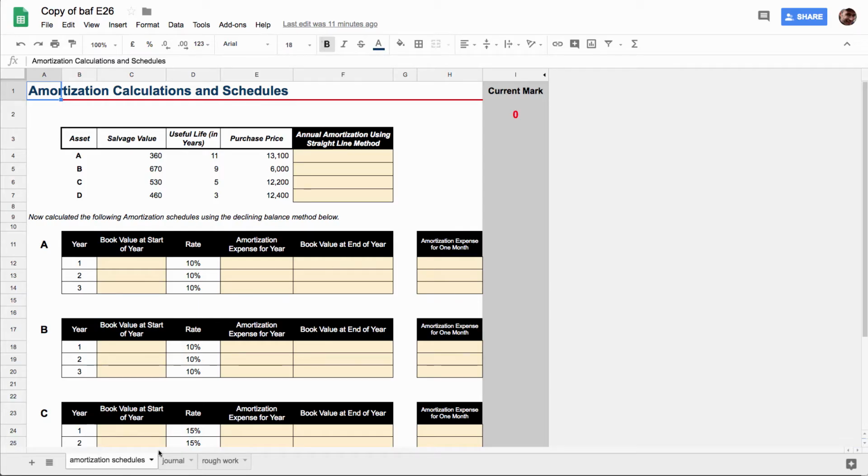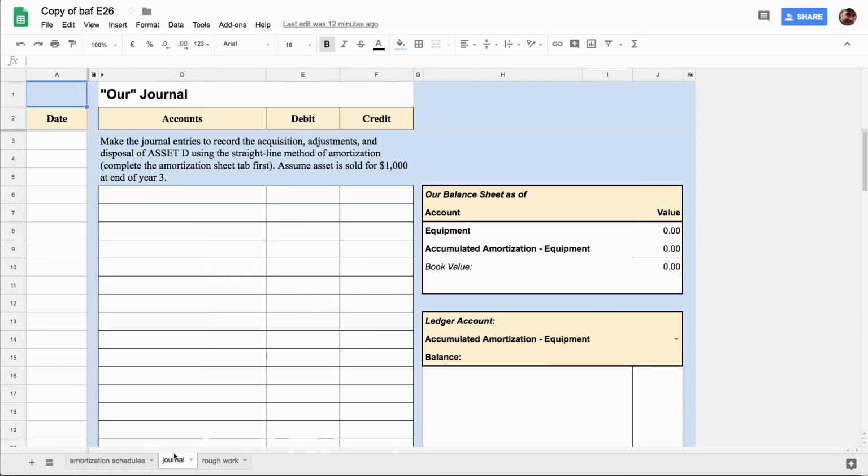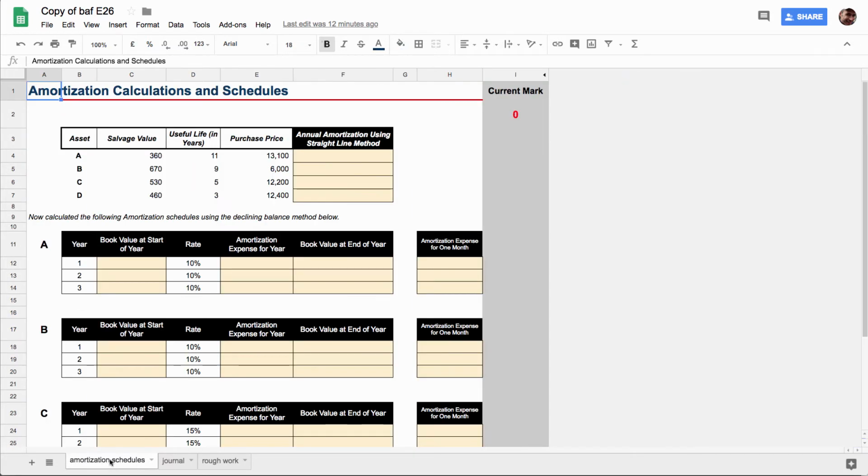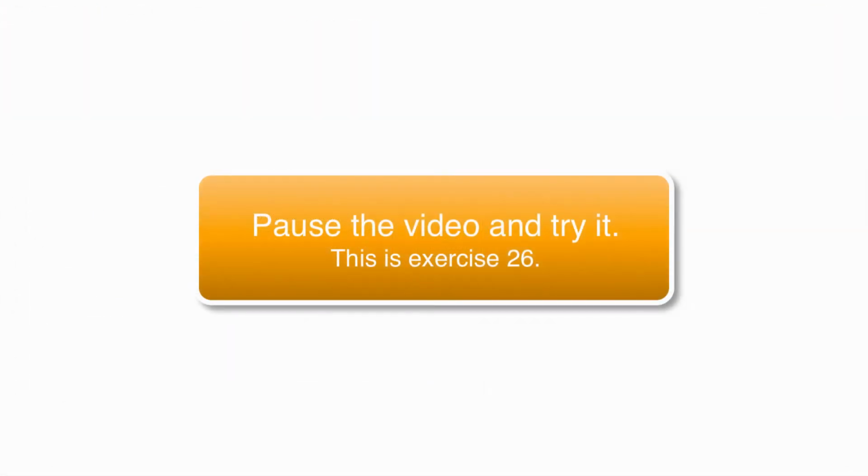Now, you start with amortization schedules. Now, I'm not going to do all of these. I'm going to do D because D is what we need to do the journal entries on this tab. It just has you journalize for D, right? So once you know how to do one, the rest are the same. And this page actually does tell you how you're doing. It self-marks. So I'm going to let you fill that in on your own. I'm just going to do one example.